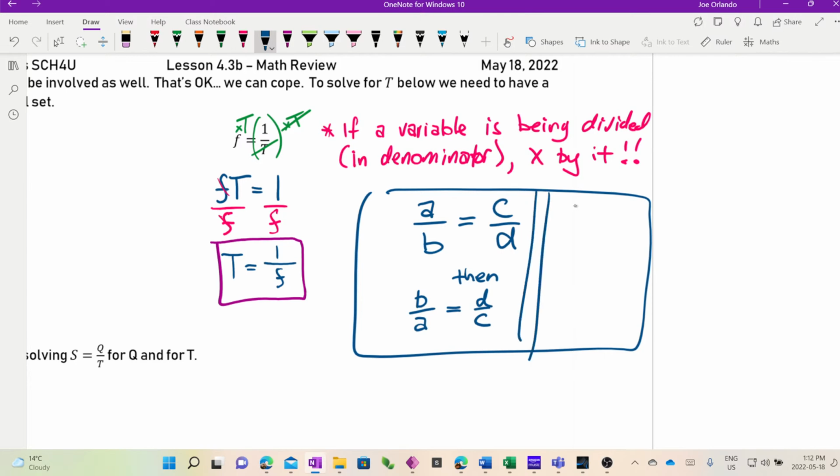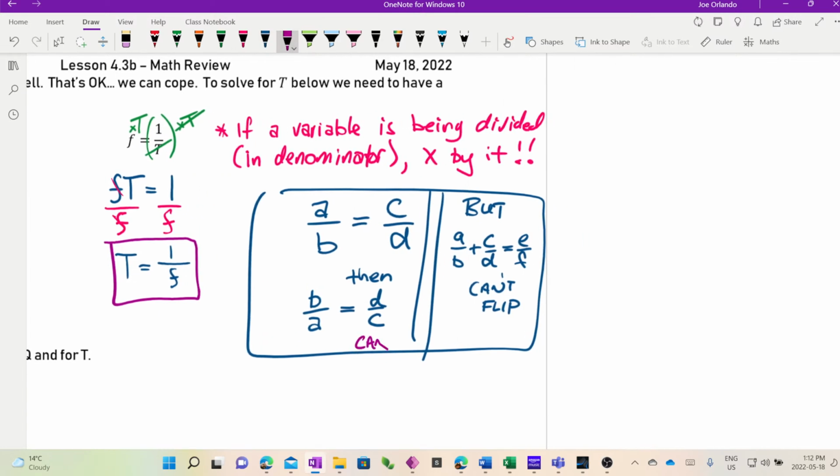But you have to be careful, because if a over b plus c over d equals e over f, you can't flip. This only works if the only operations involved are multiplication or division. As soon as there's addition, this doesn't work. So you do have to be careful about that. Does that make sense? My advice is actually just do the algebra. But this is a good shortcut to have in your back pocket.